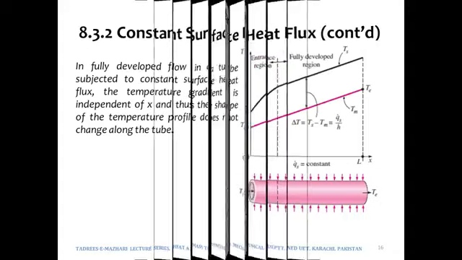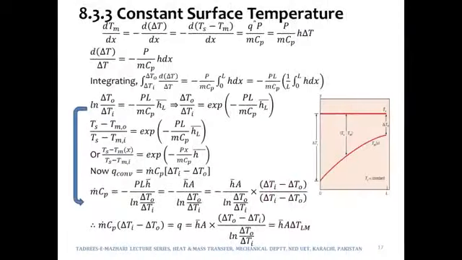Now moving onwards to the constant surface temperature case. So dTm by dx can be written in this form.